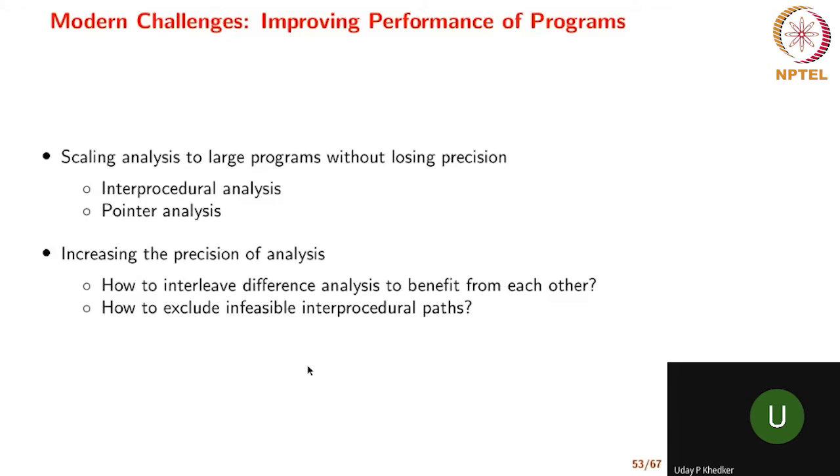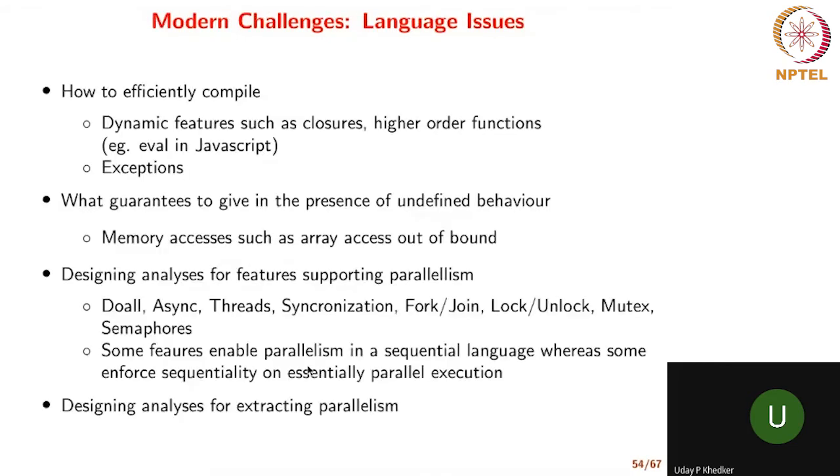The second point is also a part of my research agenda. How do we increase the precision of analysis? One of my PhD students is looking at how to interleave different analyses to benefit from each other. The other PhD student who just concluded, his thesis was how to exclude infeasible paths. Many of these paths are infeasible in the program. Can we perform analysis by excluding these paths? So that was the other PhD problem in my group.